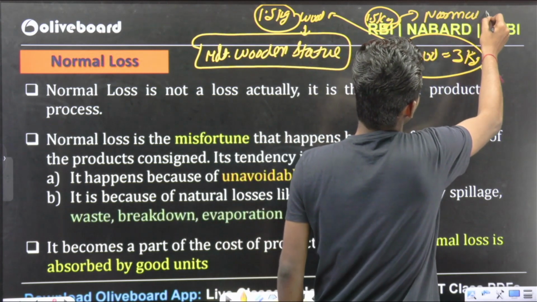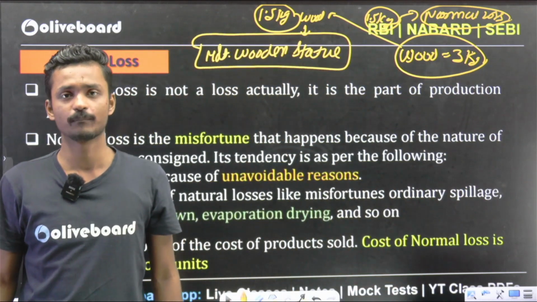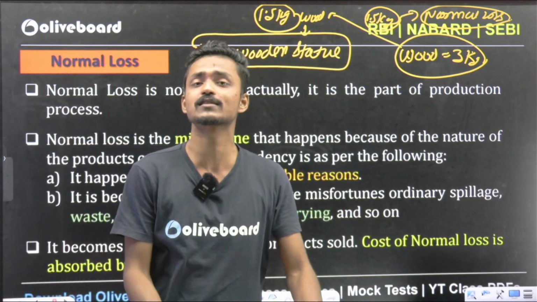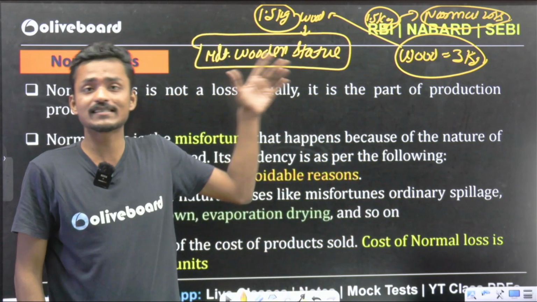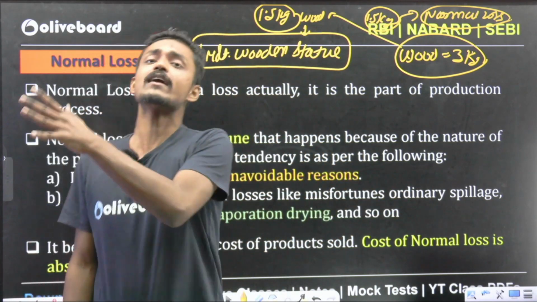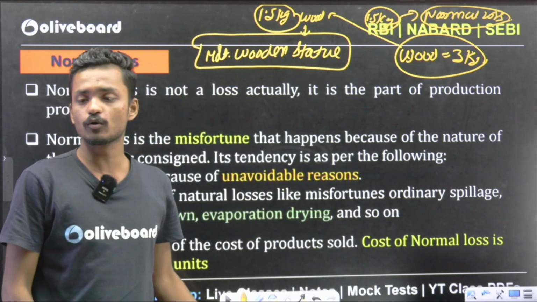Now this normal loss has to be incurred. We cannot avoid normal loss. Yes, it has to be incurred because it's a part of production. And because this is a normal cost, we can separate it over the cost of need. Now what do you mean by separate cost? Don't be worried about it, I will explain to you.